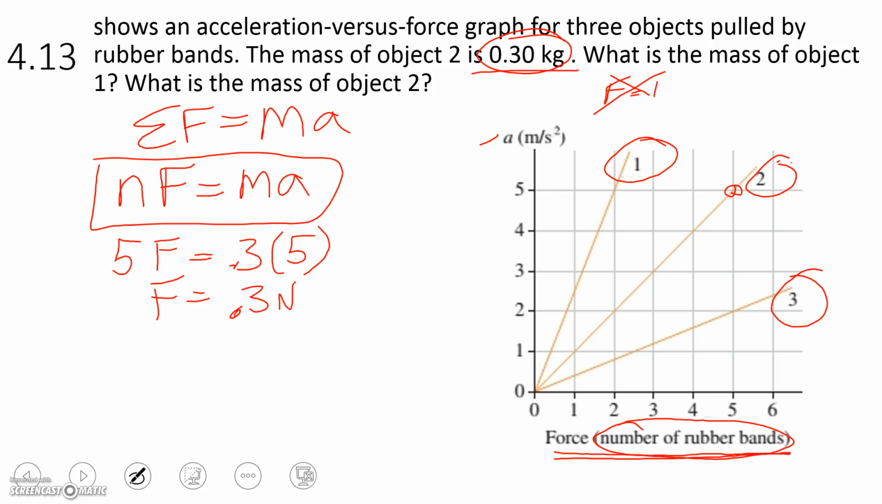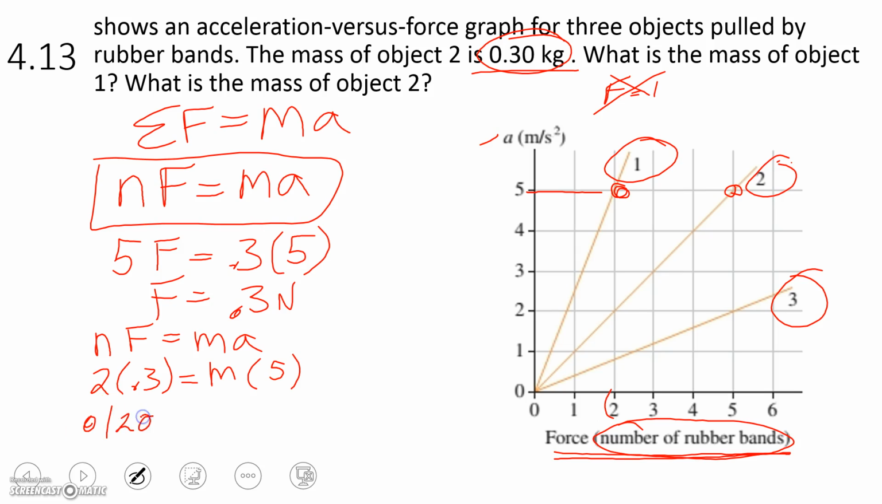If I want to find the mass of object 1, I can use that same formula, where I find a point on line 1, like that one. I know I have 2 rubber bands. Looking right there, 2 rubber bands. The force is 0.3. The mass, we don't know, but our acceleration, we can look at the graph and we find out, oh, it's 5. So plug that into your calculator. I'm getting the answer of 0.12 is equal to the mass.